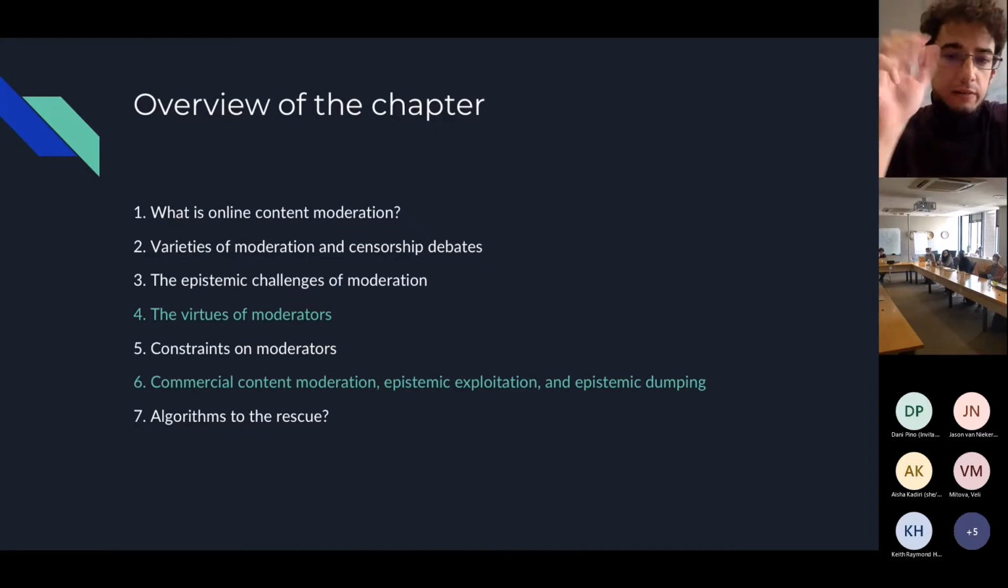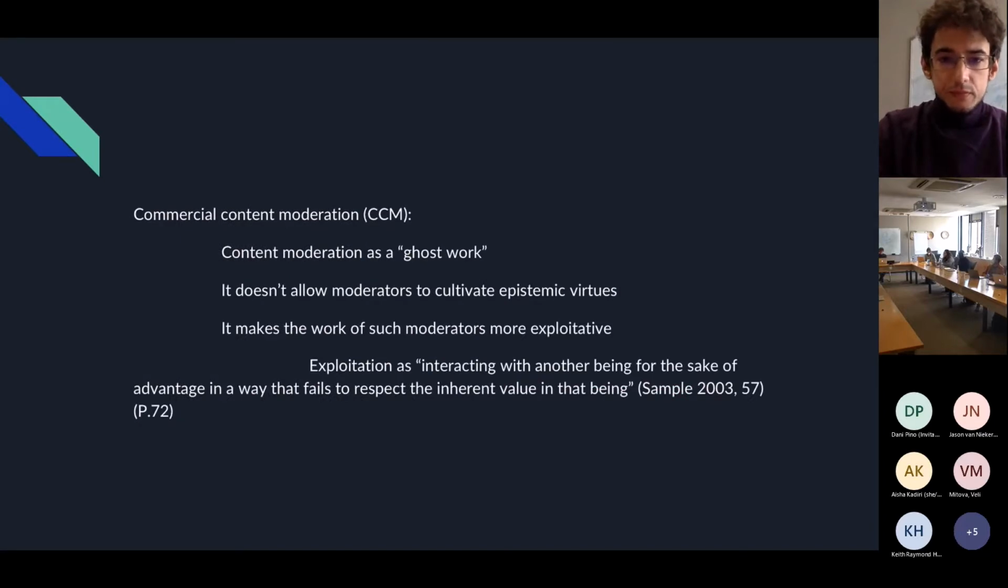Just to mention some of the main points made in this chapter: the commercial content moderation, the CCM, first of all, doesn't drive the moderators to cultivate the proper epistemic virtues to do justice to some marginalized communities. Since they don't have the virtues because they are constantly fed, as we said, 25,000 decisions each day, they don't have the time to really understand the context of these communications and that leads to some biases. But on the other hand, the commercial content moderation also leads to exploitation against these same moderators. And as she explains, content moderation is ghost work. We already have mentioned that. It doesn't allow moderators to cultivate epistemic virtues, and it makes it more exploitative.